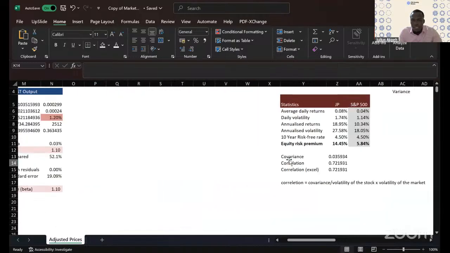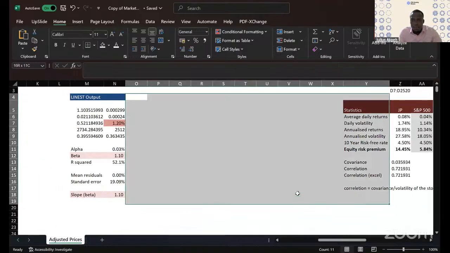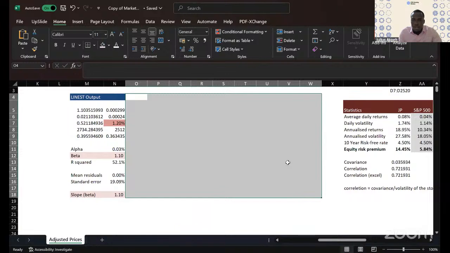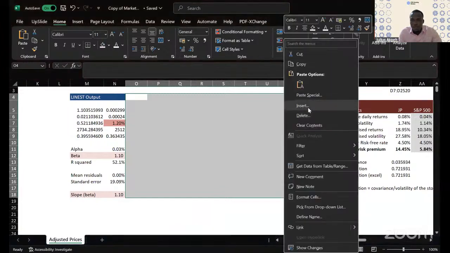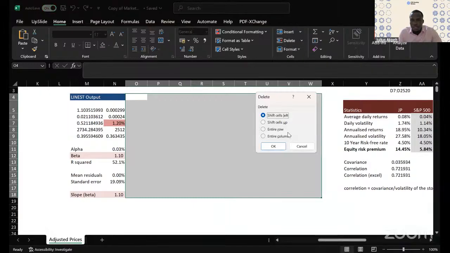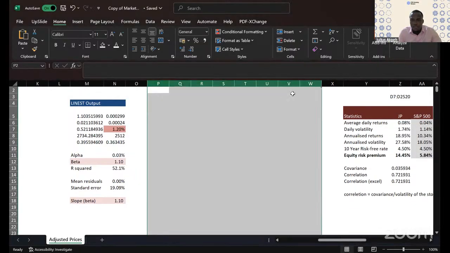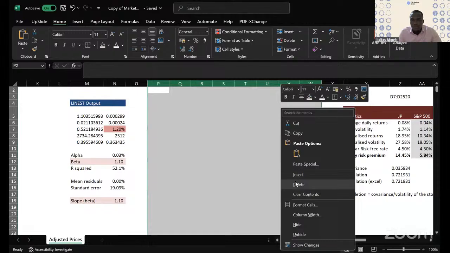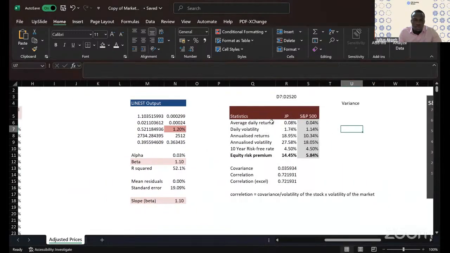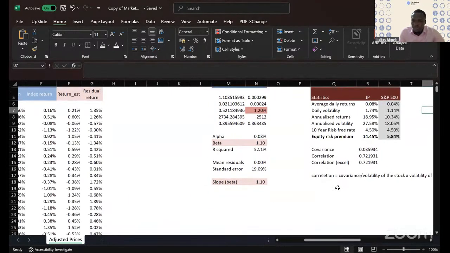Earlier, we calculated some portfolio statistics. Let me bring that closer now. I think I can delete the entire thing here, so let me delete the entire row. So I've moved this closer now. This portfolio statistics we've calculated earlier, we can use it to calculate our beta now.